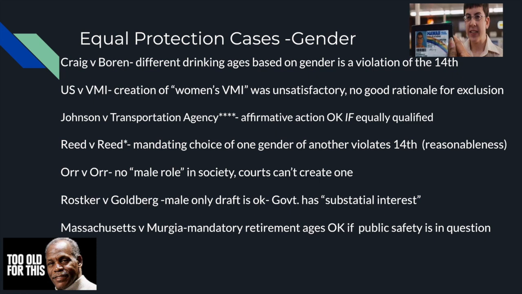Equal protection for gender. Craig versus Boren we've actually talked about before. Craig versus Boren is the 1970s case where Oklahoma passes a state law that says girls can buy alcohol when they turn 18, but guys have to wait until they turn 21. So, Supreme Court here says that, hey, this is straight up gender discrimination. You can't just allow one person to have access to one thing and not another based solely on gender.